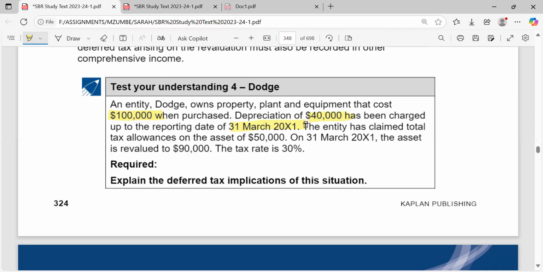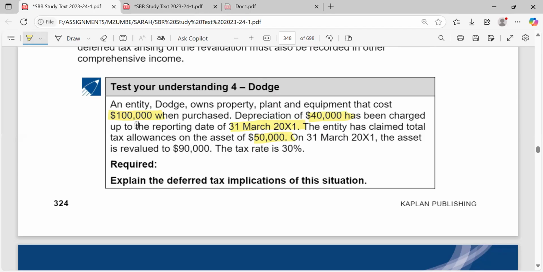So the entity has claimed tax allowances on the asset of 50,000. This is the depreciation for tax purposes, allowances for tax authorities, right? On 31st March 2021, the asset is revalued to 90,000 and the tax rate is 30%. Explain the deferred tax implication of this situation.